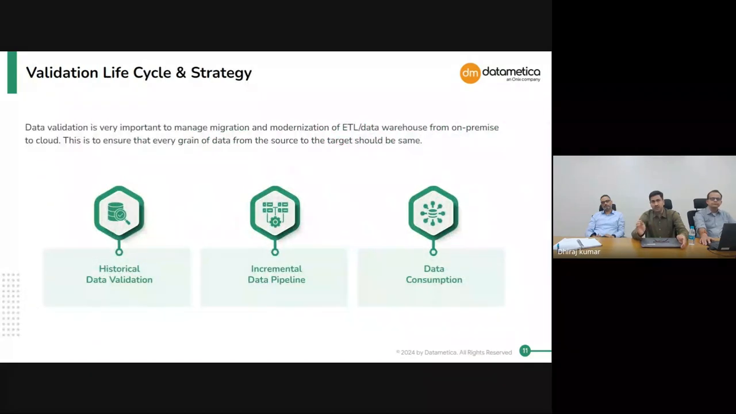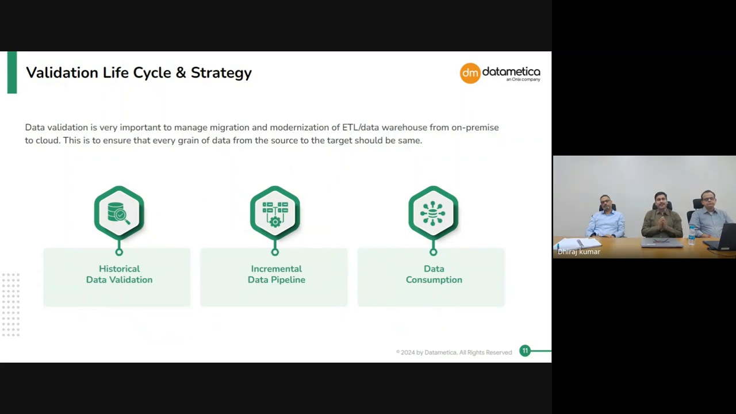Once we do the validation, then historical data migration is very important, along with the incremental pipeline, and then the data consumption. Historical data migration means we are going to move a large volume of data, having petabytes or terabytes of data in a legacy warehouse.